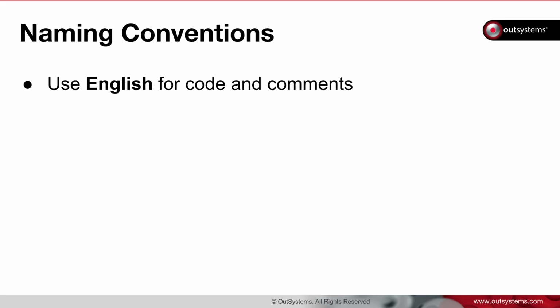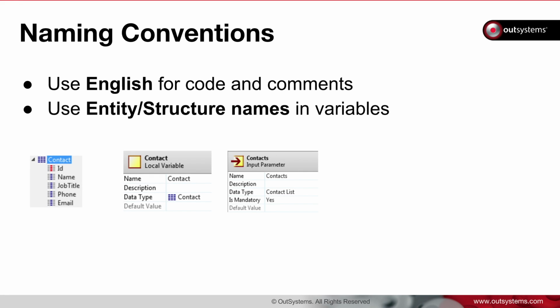Now this is not mandatory, obviously, but the platform will infer some data types from the English names that you give your variables, input and output parameters. And it will only do so for English names for those variables. And it will do so if you use entity or structure names in variables.